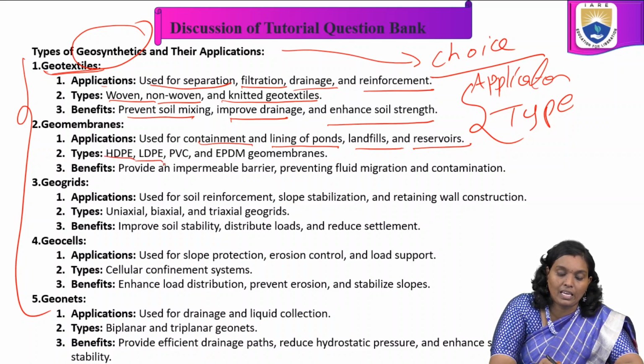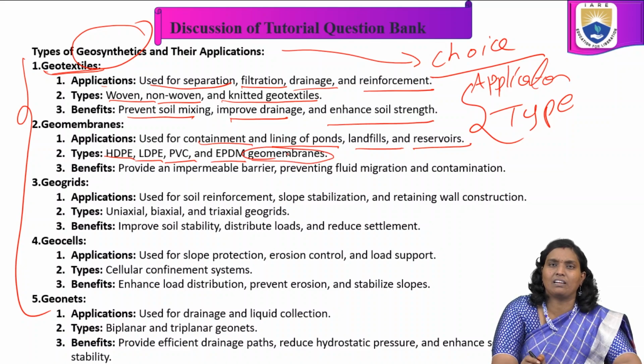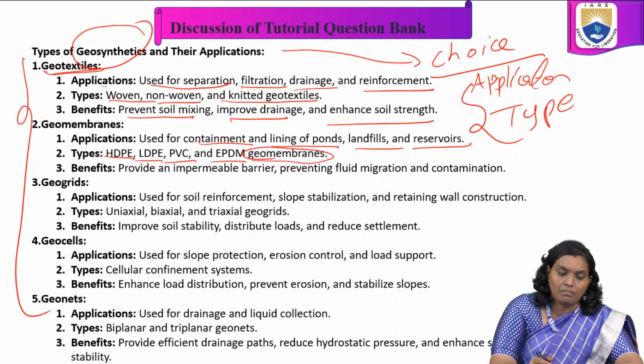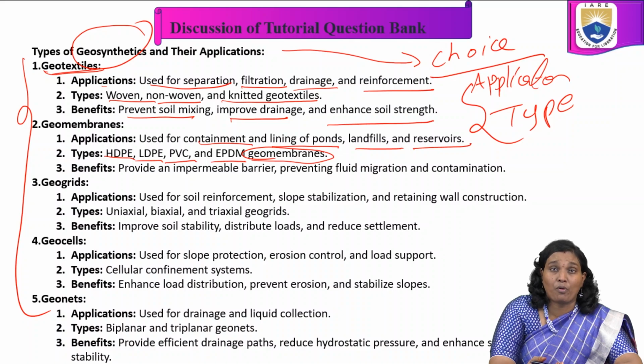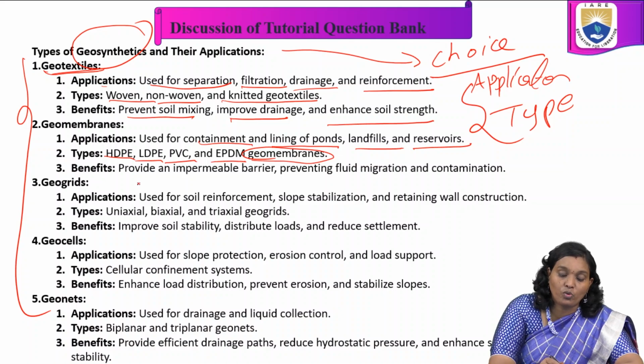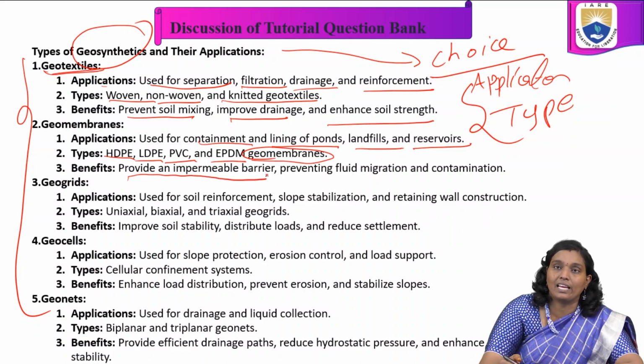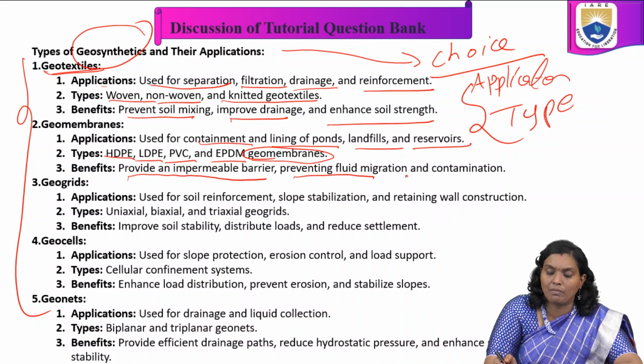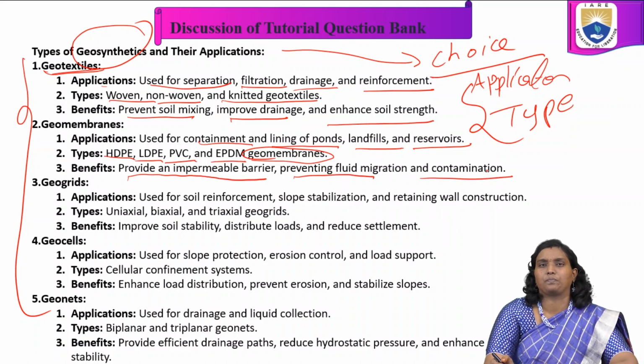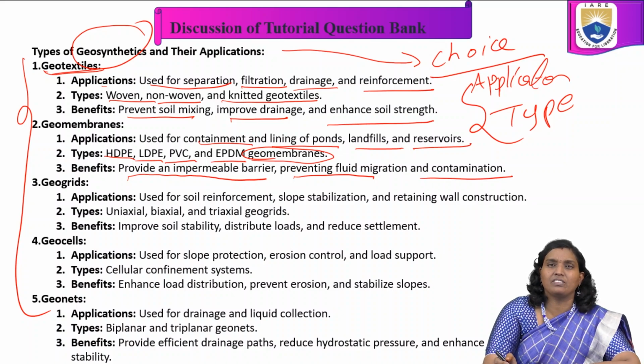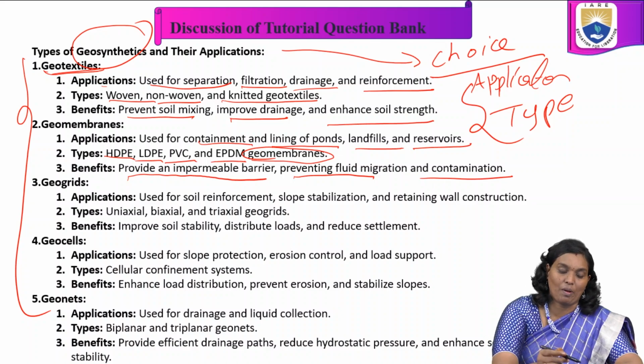HDPE, LDPE, PVC and EPDM geomembranes are available. These are the various types. By choosing these types of geomembranes, we provide an impermeable barrier, preventing fluid migration and contamination. These are the benefits which we get by using these geomembranes.